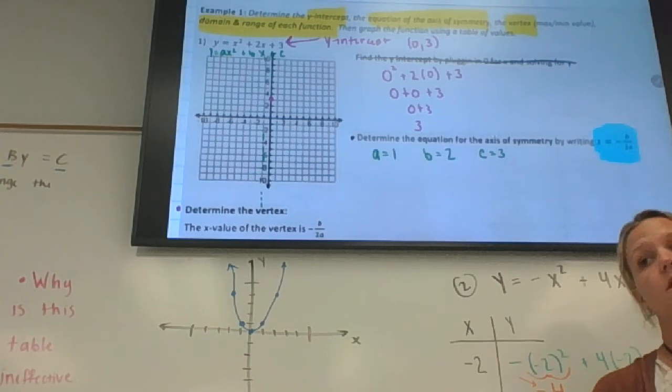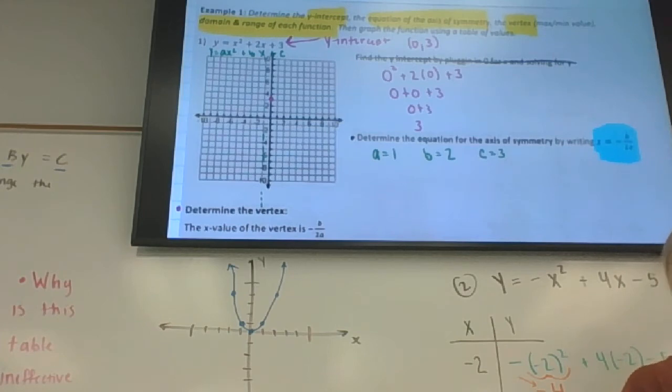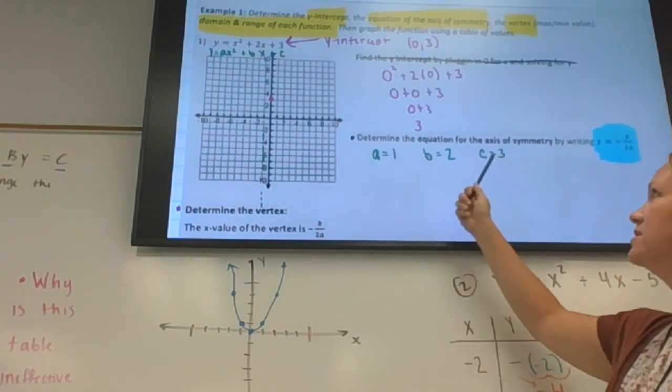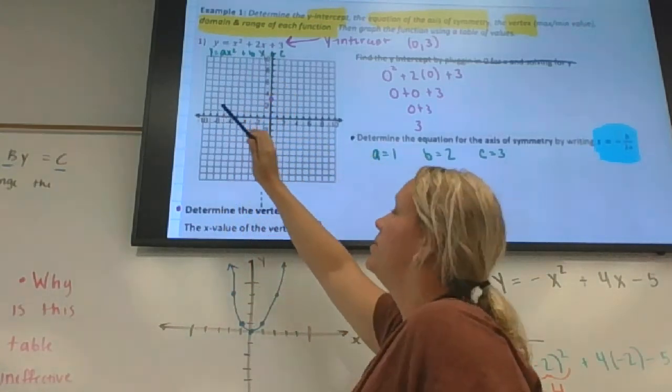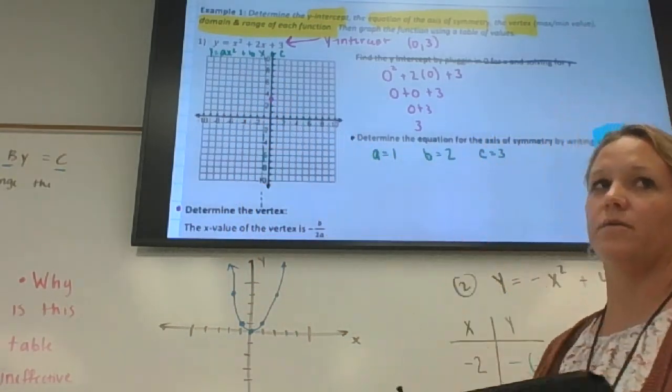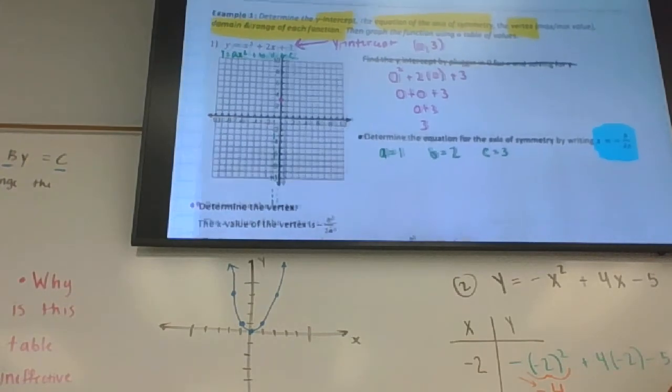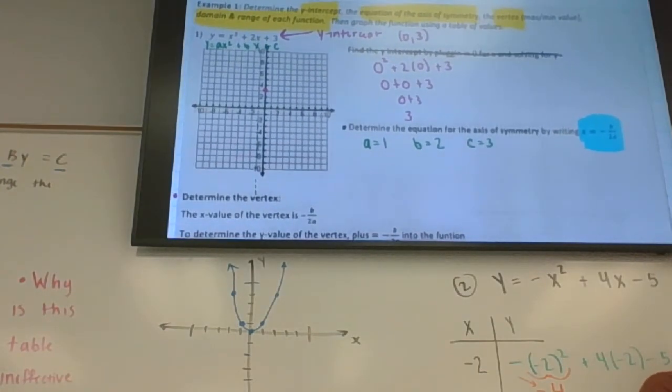Last year, I did this problem and then I gave them homework, and for their homework, A was 1 and B was 2 and C was 3. Like, buckets of people thought that. This is just for this problem. It just happens to go 1, 2, 3. But these numbers change for every equation. Buckets of people.